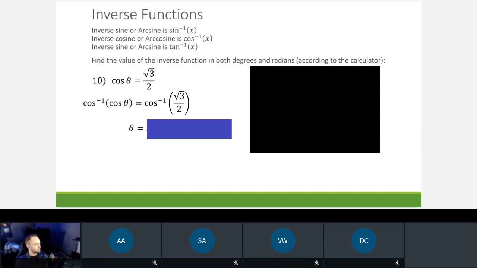So what is the answer in degrees? Make sure that you are in degree mode. Type it in. What do we get? You should get 30 degrees, yes. And now put your calculator back in radian mode and type it in. What do we get?